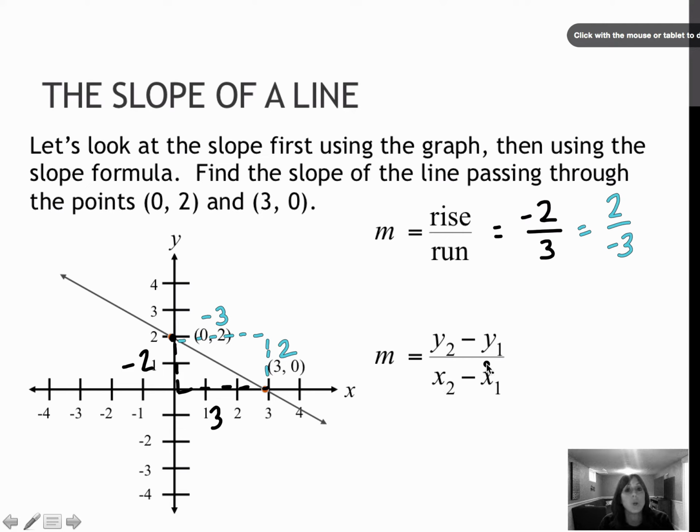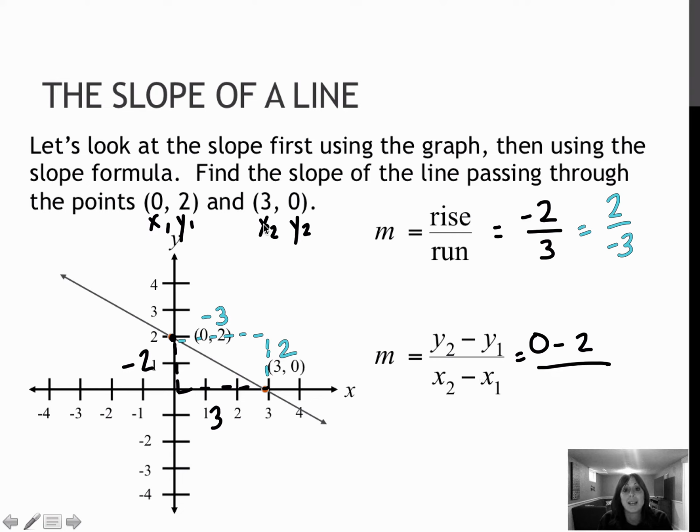So one good thing to do as you're getting started on this is to label your points. My first ordered pair, I'm going to call that x1 and y1, which essentially means my first x and my first y. And then I'm going to do the same thing to 3, 0. This would be my second x value and my second y value. And now to find the slope, I'm just going to replace y2 with 0, and then minus, replace y1 with 2.